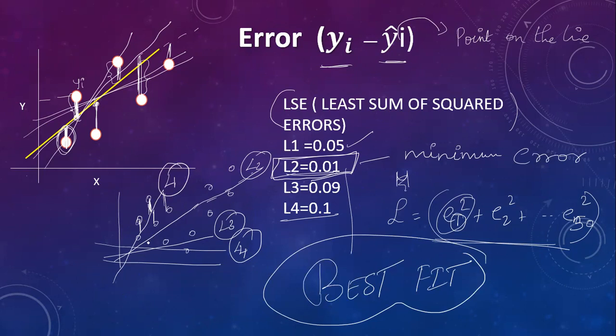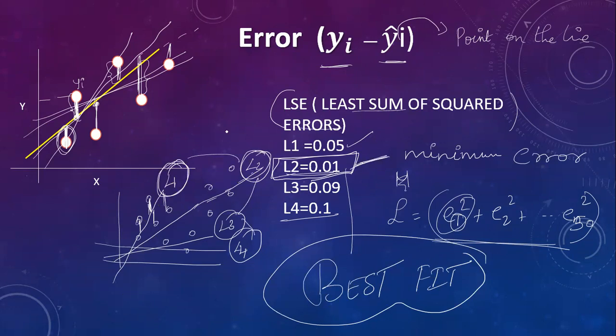Let me repeat one more time. You can have an infinite number of lines like this, and then you have to find the least sum of squared errors, compare each line, and find the line that gives you the minimum error.